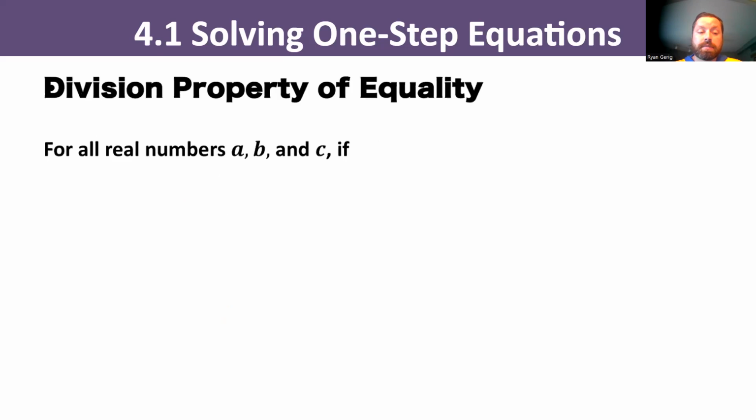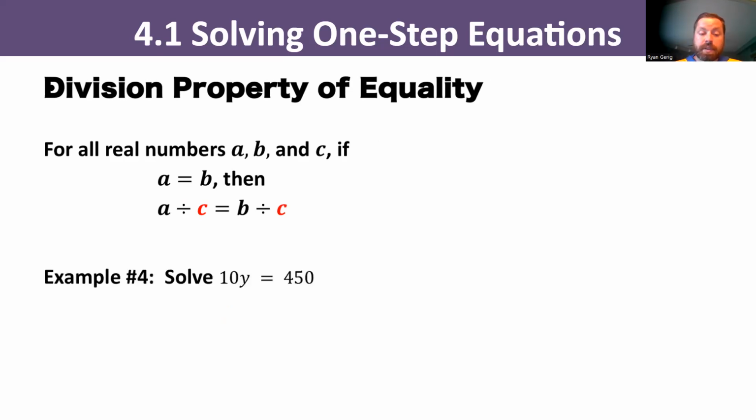The last property of equality is division. You guessed it. I can divide both numbers or both expressions by C. Now, there's one additional thing I want to say. C cannot be 0. It's the only thing it cannot be. Other than that, you can divide by C. So, how does that show up? Here's an example. 10 times y equals 450. That's multiplication. How do I undo multiplication? I divide. So I'm going to divide by 10 on both sides, and that makes 10 divided by 10, 1. 1 times y is y. 450 divided by 10 is 45, and I have solved for y.